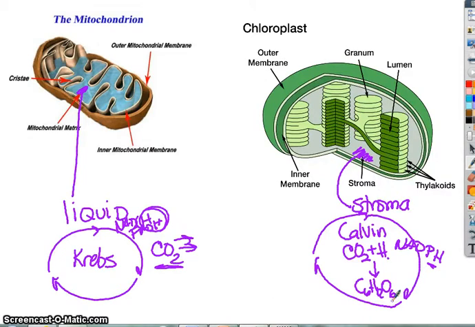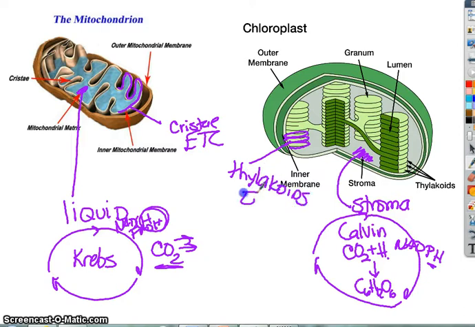The other thing that's important is the membrane, the inner membrane here of the mitochondria, sometimes called the cristae. That's where the electron transport chain happens. Well, guess what? These little thingamajigs here, these are thylakoids, and in the membranes of the thylakoids, an electron transport chain happens. So across membranes, we see electron transport chains. In the liquid portion, we see these two cycles. So in some ways, they're very, very similar. If you understand one, you can understand the other.